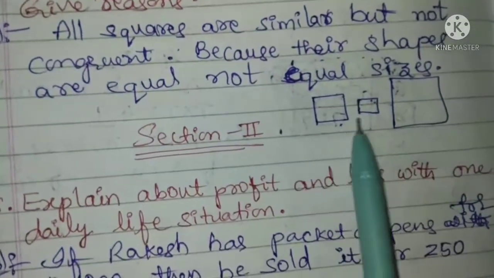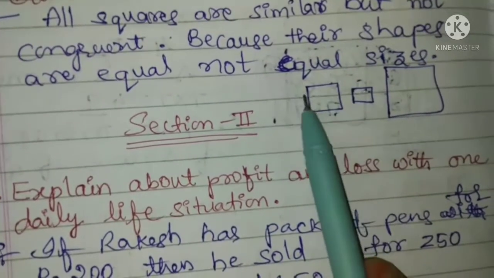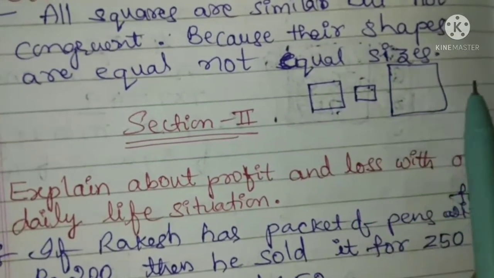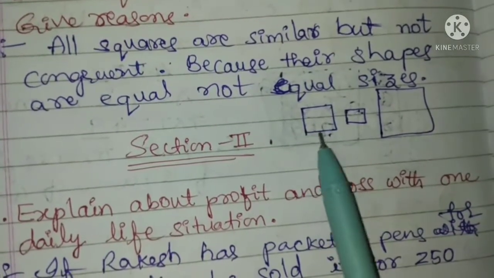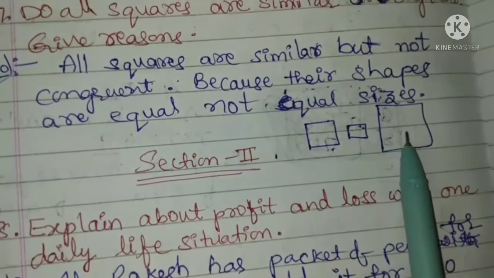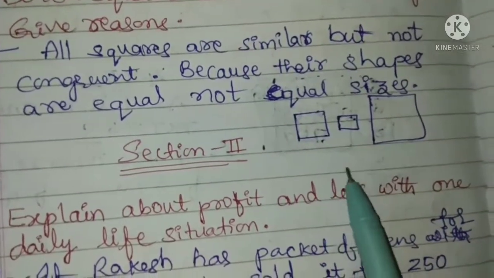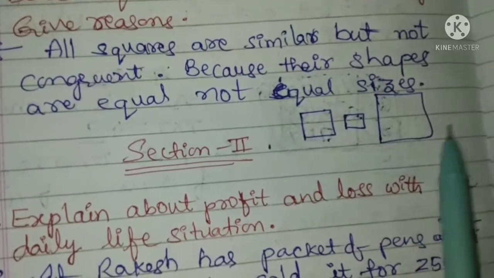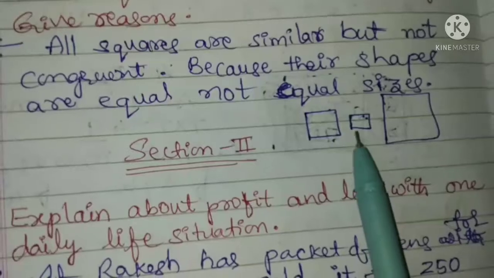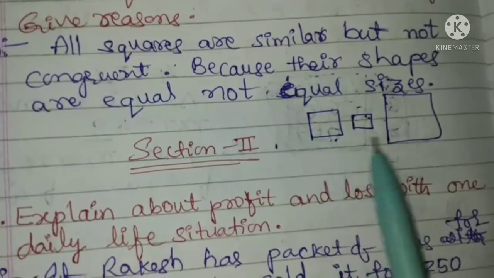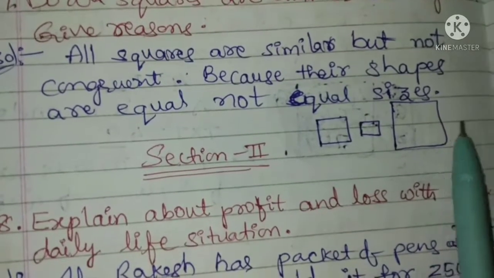See, for example, these three are squares. Their shapes are equal. They all have 90 degrees at the corners and they all have equal sides. As they have similar shapes, they are called similar but not congruent. If they were congruent, their areas must be equal, but here the areas are not equal, only the shapes are the same. Therefore all squares are similar but not congruent.